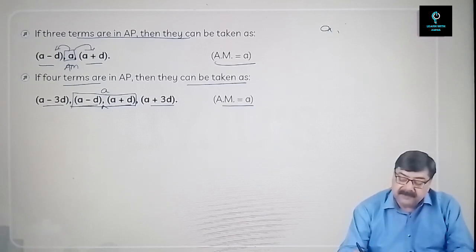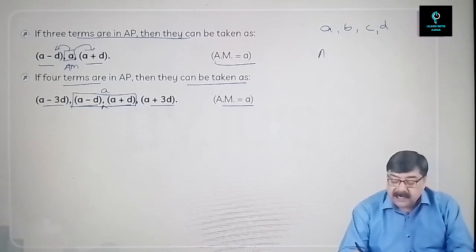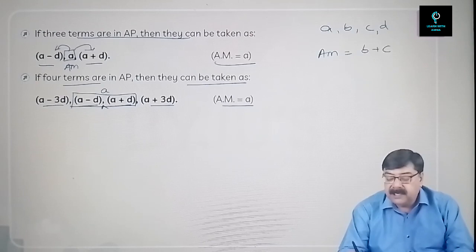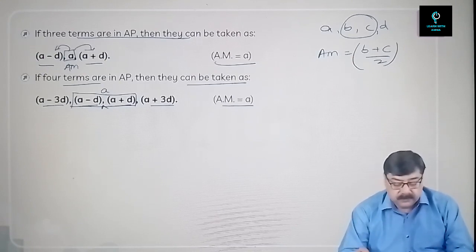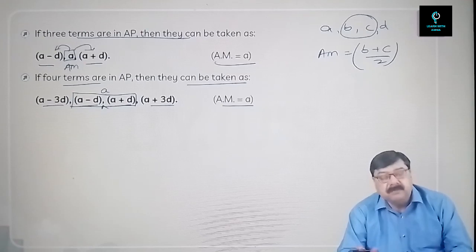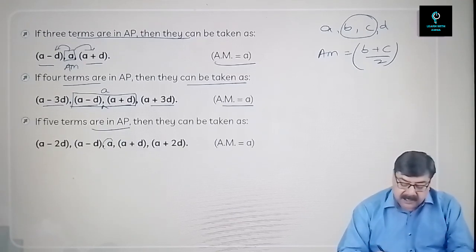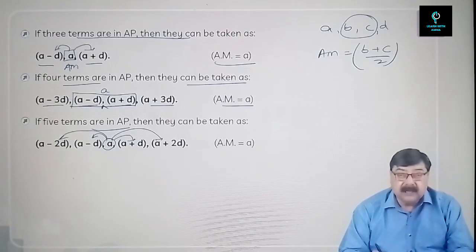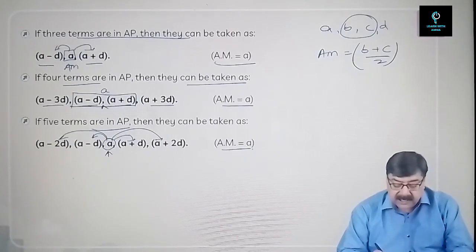So let us say that we have these 4 numbers A, B, C, D in an arithmetic progression. Then the arithmetic mean shall be B plus C by 2. That is a sum of the middle 2 numbers divided by 2, or the average of the middle 2 numbers. If there are 5 terms, they can be written as A, A minus D, A minus 2D, A plus D, A plus 2D. And once again, the arithmetic mean will be the middle number, that is A.